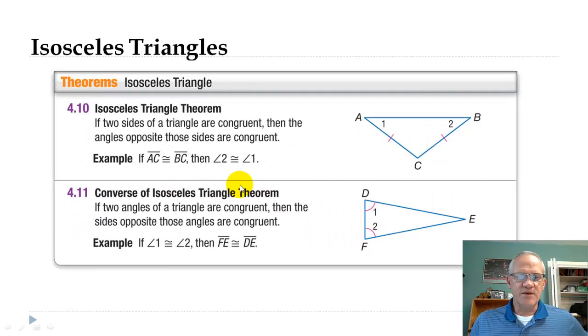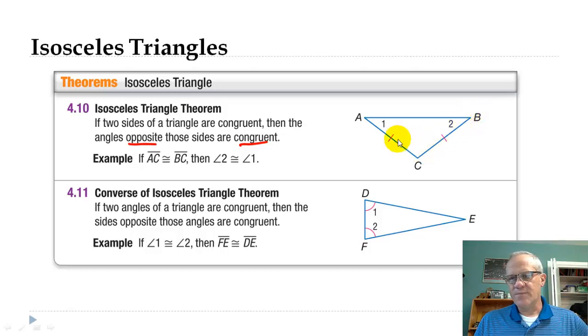Let's talk about the isosceles triangle theorem, and then, of course, the converse of the isosceles triangle theorem. What this says is, if you have an isosceles triangle, the angles that are opposite of the congruent sides are also congruent. What that means here is this: in this isosceles triangle, side AC is congruent to side BC.